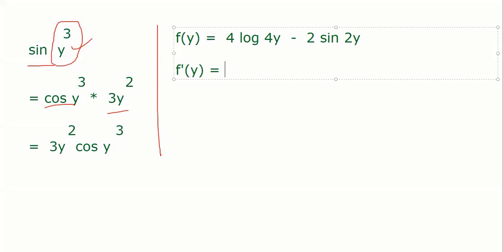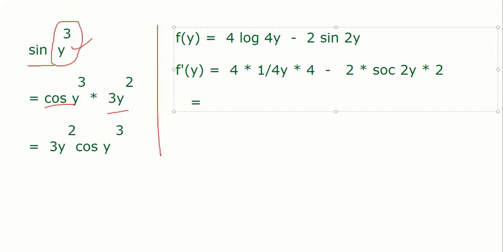f dash y is equal to 4 into differentiation of log 4y, which is 1 by 4y into d by dx of 4y, which is 4, minus 2 into differentiation of sin 2y, which is cos 2y into d by dx of 2y. Very good.